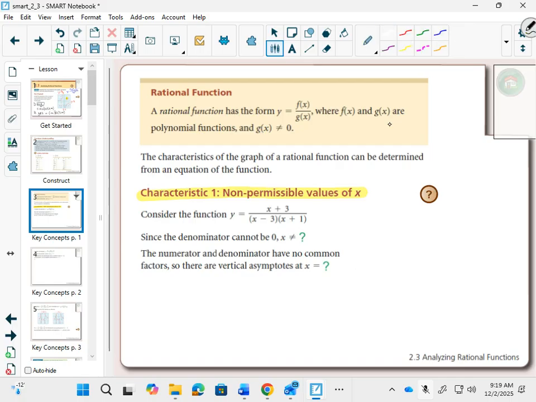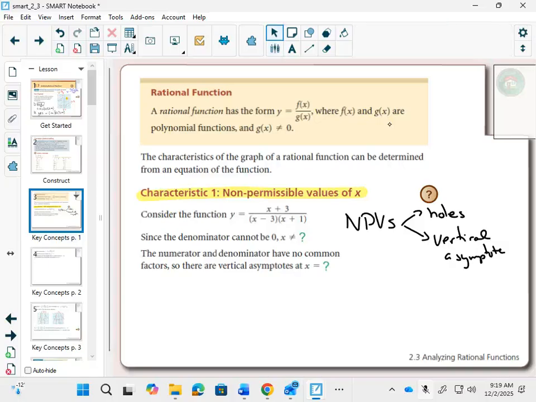And you can make a note here. Each non-permissible value is going to be one of two things: either a hole or a vertical asymptote. And we have to figure out when we have each one. How do we determine if something is a hole? How do we determine if something's going to be a vertical asymptote?